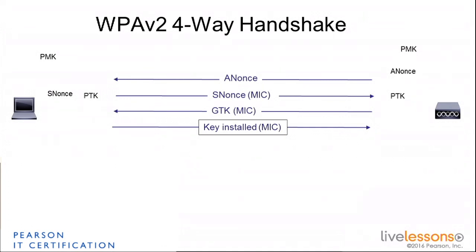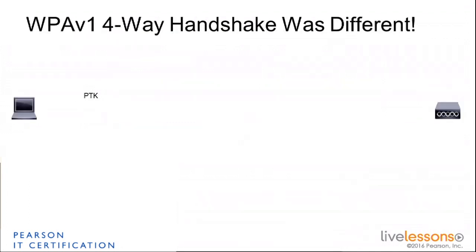At any point of the communication, if they need to change a PTK, they can just use that encrypted negotiation they had before to say, let's move to another ANonce, another SNonce, and generate a new PTK from my PMK, and then communicate that value across the same mechanism to continue the session using a new key. This is in WPAv2. In WPAv1, the process was slightly different.